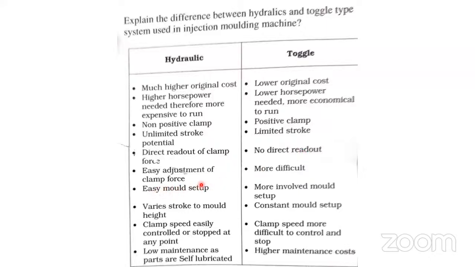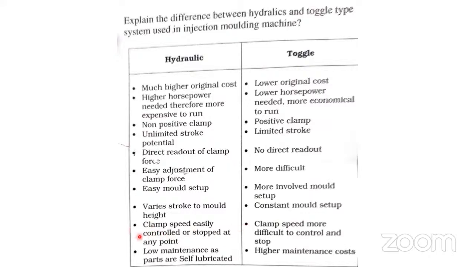Easy adjustment of clamping force. Yes, we can easily adjust clamping force. More difficult here, not possible. Once it is locked, once the lock is open, finished. Here we can adjust the clamping force by increasing or decreasing the oil flow. Easy mold setup. Yes, very little time is needed for mold setup here because direct hydraulic is more inward. Mold setup time here: stroke varies with mold height. Here, constant mold setup, that we have seen.